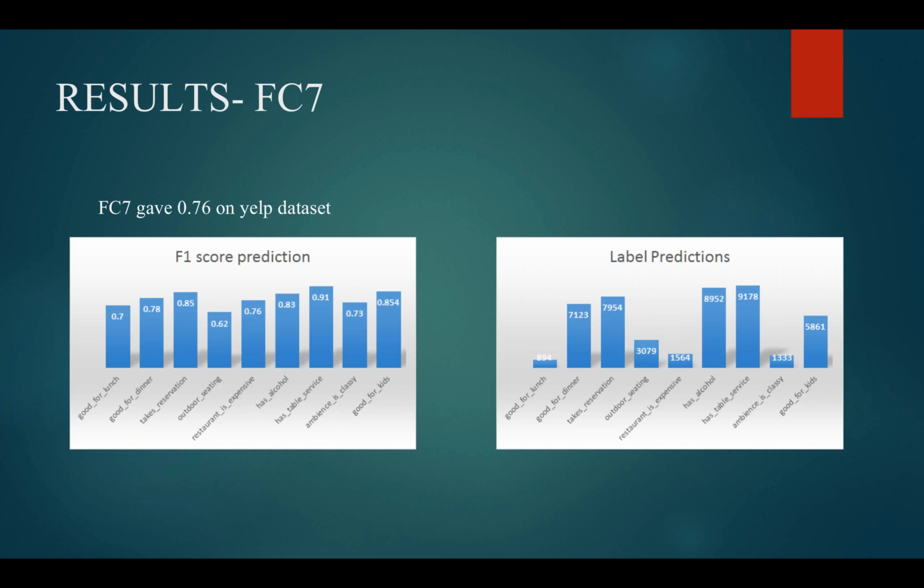Results using the FC7 layer. Now the data is extracted from the FC7 layer. The extracted feature vector has many more dimensions when compared to that of FC8. This is not understandable like the FC8 layer data, but there is a little increment in F1 score as we are using higher dimensions.